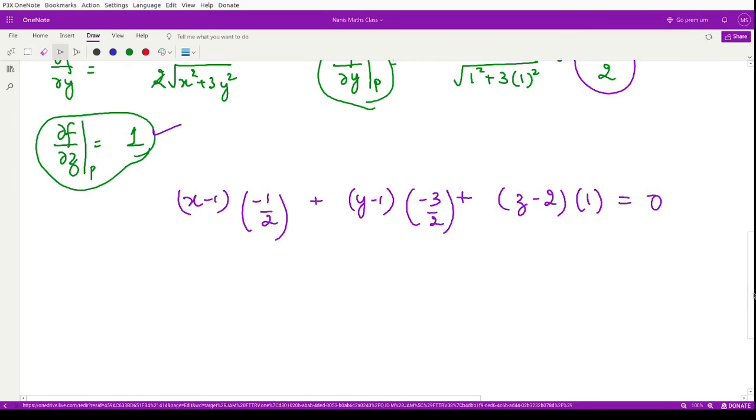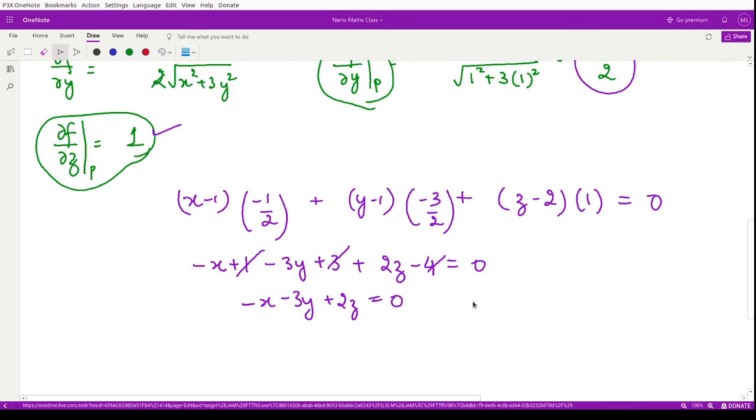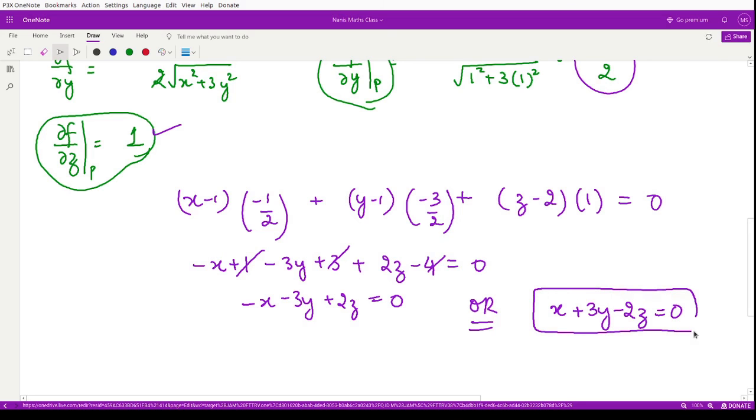You can very easily simplify this equation. Multiply the whole thing by 2, so it would be minus x plus 1, then minus 3y plus 3, then plus 2z minus 4, is equal to 0. So your equation would be minus x minus 3y plus 2z, and the constant terms cancel out. Or you may write your equation as x plus 3y minus 2z is equal to 0. So this is the required equation of the tangent plane for the given surface.